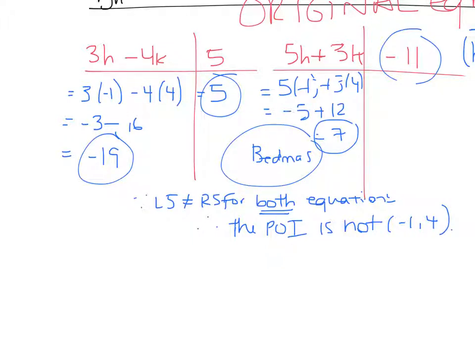That's how you can check any of the answers. And if you've done your substitution or elimination correctly, then both sides will equal in each equation. It will be 5 and 5 and -11 and -11. I just picked a number out of the sky, so obviously the -1, 4 is not correct.